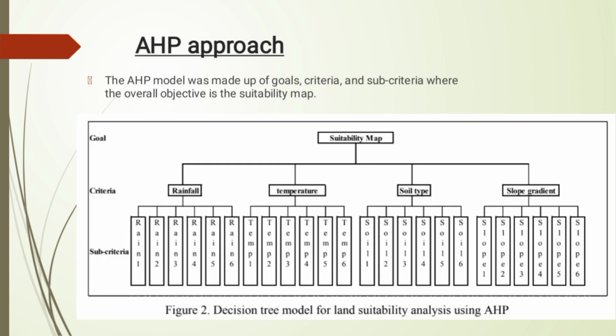This is the analytic hierarchy process approach. This table or model is the decision tree model for land suitability analysis using AHP. The AHP model was made up of goals, criteria, and sub-criteria where the overall objective is the suitability map.